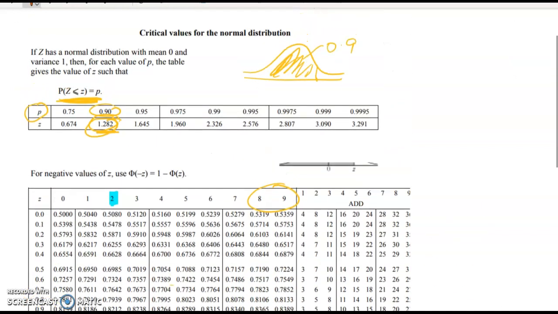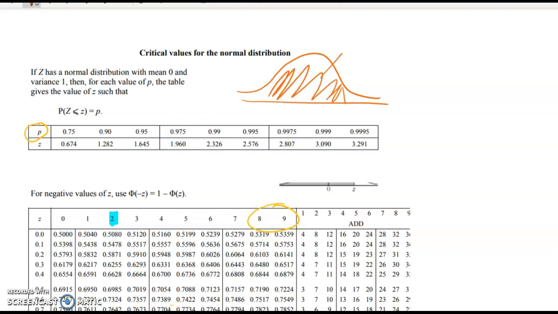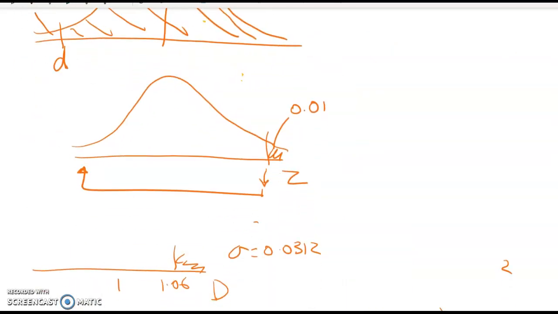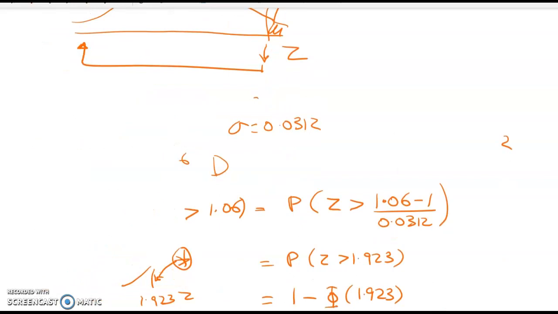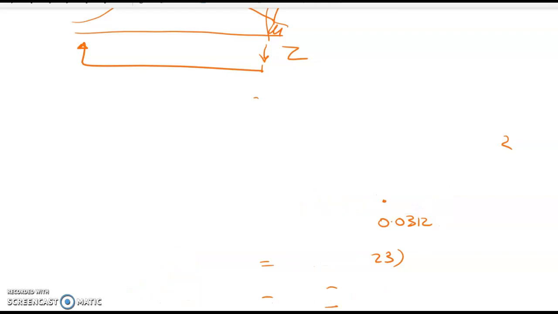So moving over to here, I want to have not 90%, but 99% below this value here. Right, so I'm looking for 0.99 here. And that means that the probability that Z is less than or equal to 2.326 is what I want. So that's my critical value. I'll just clean up all of this. Critical value is 2.326. Now we have to translate it back to something about nails and diameters.